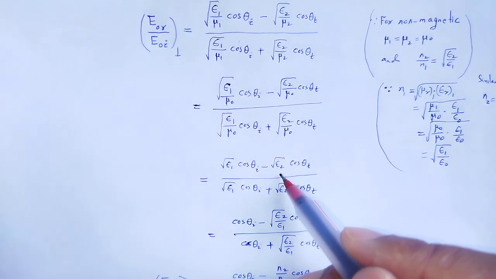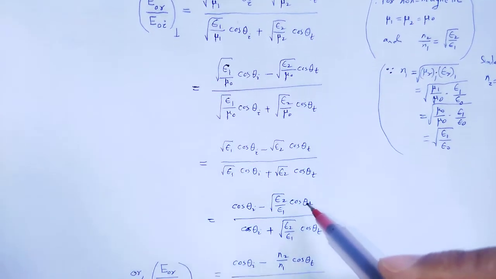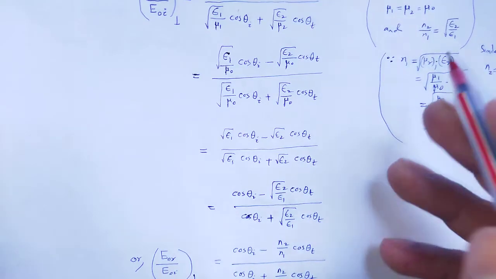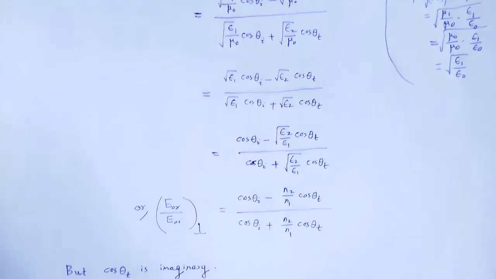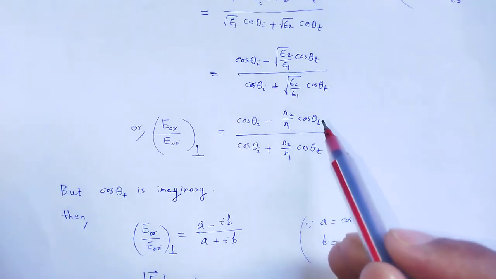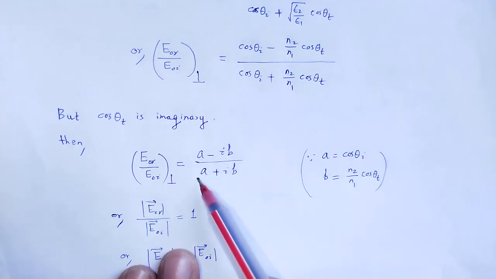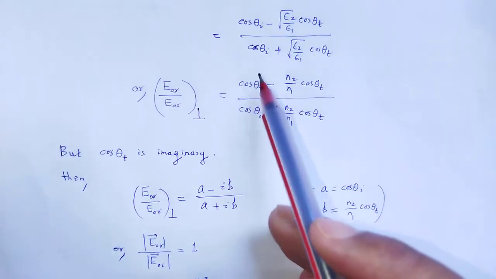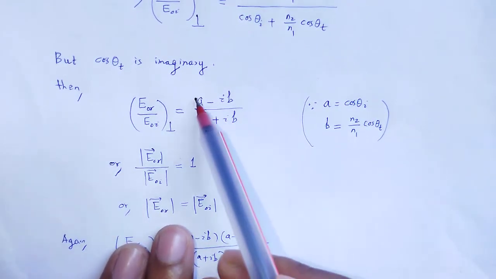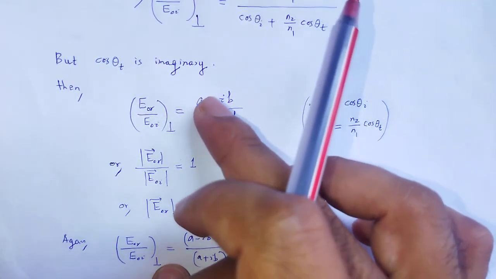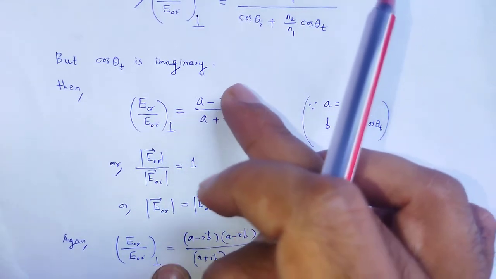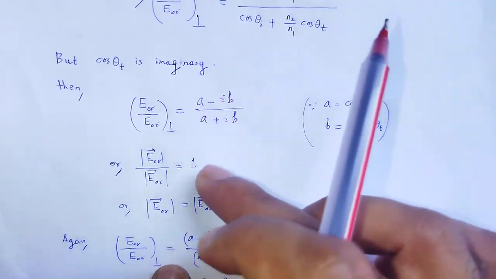Next, dividing epsilon 1 under root in numerator and denominator, we obtain this, and we substitute the square root of epsilon 2 divided by epsilon 1 as n2 by n1. As we said previously, cos theta t is purely imaginary. So, in place of that term, we can write (a minus i b) divided by (a plus i b), where a is cos theta i and b is n2 by n1 cos theta t. Its magnitude, the magnitude of that complex number, is the square root of a square plus (minus b) whole square divided by the square root of a square plus b square. So, the magnitude of that complex number is 1.